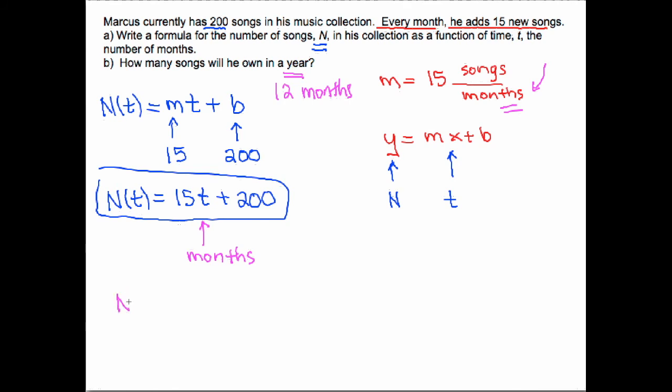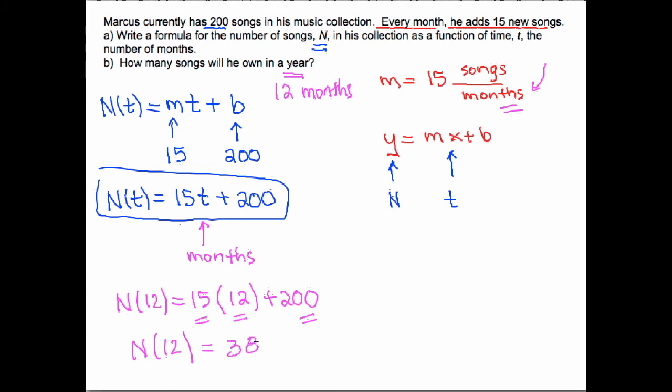So that means we'll take our function n and evaluate it at 12. So we have 15 times 12 plus 200, which means we have 15 new songs per month for 12 months, plus the 200 songs he started with. N of 12 is the result of this calculation. And that would be 15 times 12, which is 180. So we have 180 plus 200. That's 380. So Marcus will have 380 songs in 12 months.